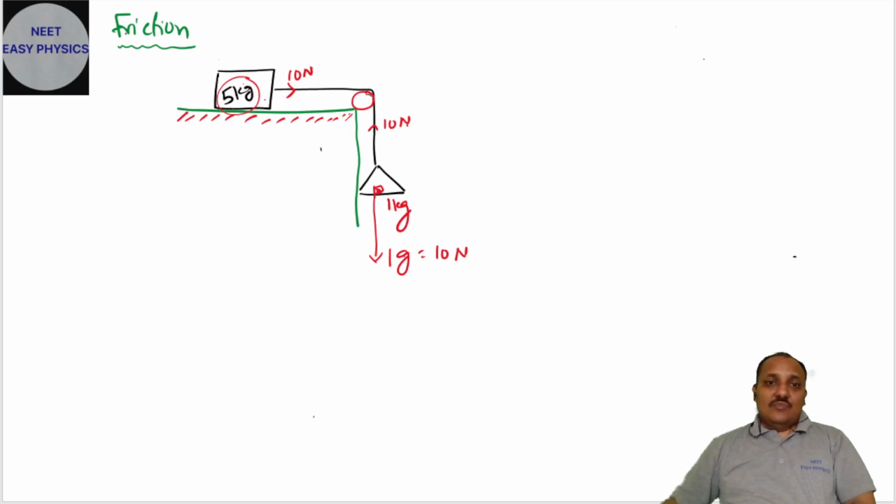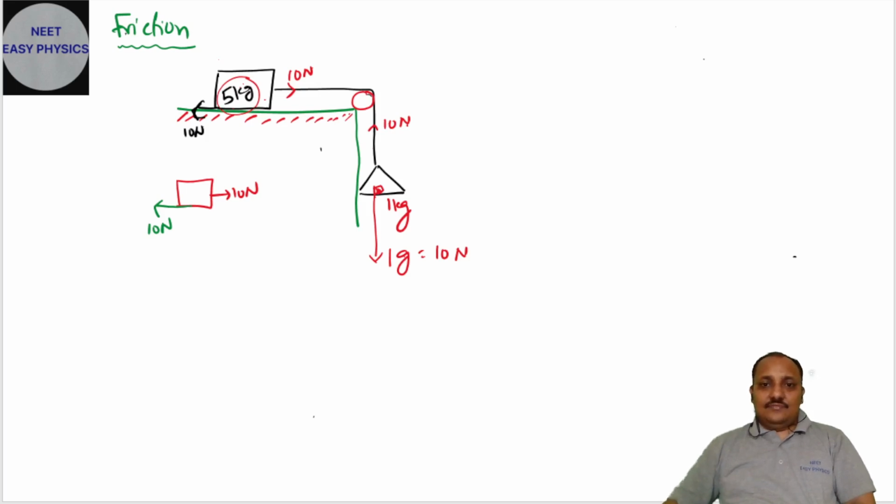It is not moving, which means it is at equilibrium position. The right side 10 newtons force is acting. It is not moving, which means on the left side also how much force is acting? 10 newtons force is acting, then only it will not move. Therefore, on the left side 10 newtons force is acting.